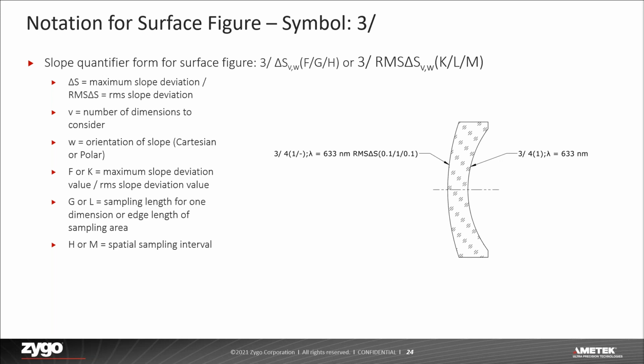The maximum slope deviation, the sampling length, and the sampling interval are then shown. In the example shown here, we did not specify the number of directions to consider, so all directions are assumed. This surface then has an RMS slope tolerance of 0.1 milliradians in all directions. The sampling length for one dimension is 1 millimeter, and the spatial sampling interval is 0.1 millimeter. Along with the slope tolerance is a surface power and irregularity tolerance.